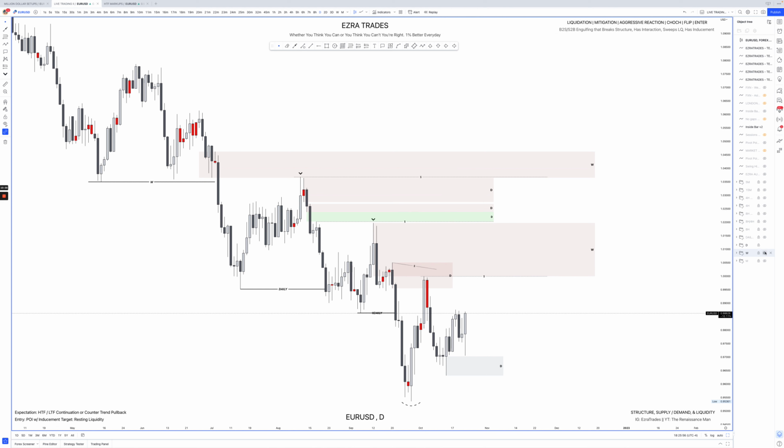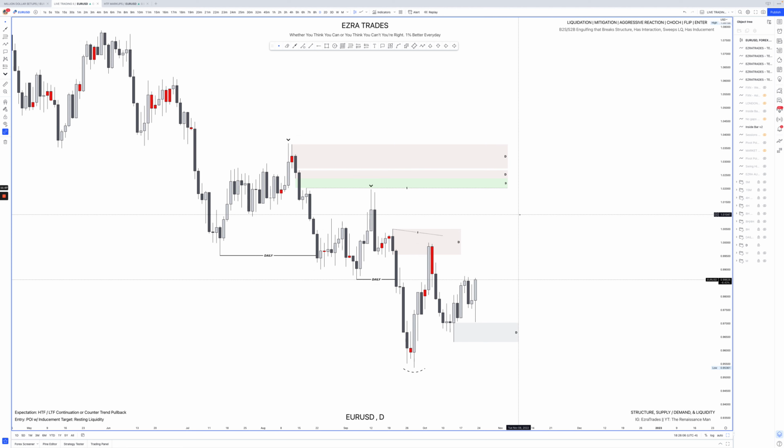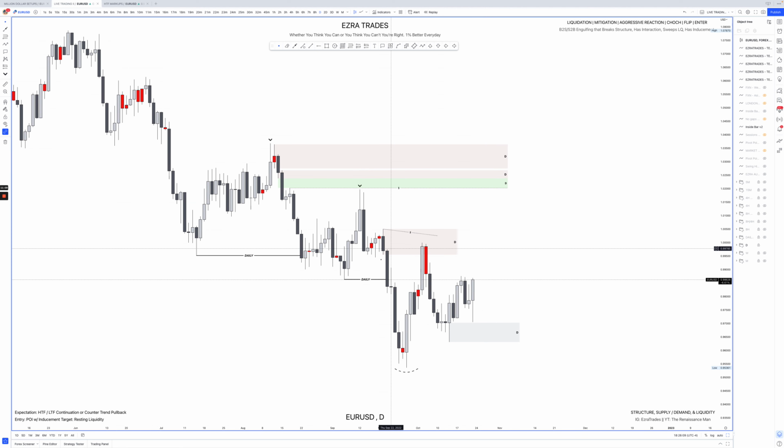So I'm going to turn off the weekly, and basically what that hides is this entire range and the one above. Okay, so now what we can focus on here, looking at the daily time frame, is we know that structure on the daily as well as the weekly and the monthly is bearish.